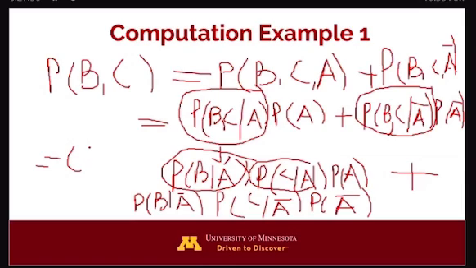0.31, if you plug in all those values, that will be the probability of BC. Any question? Any question on that?